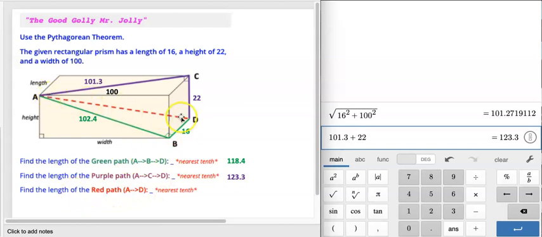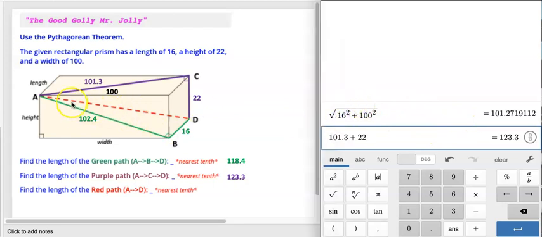To find the red path, you just use 16 and 102.4 as your legs, or you can use 22 and 101.3 as your legs. Both will work. Again, the red diagonal, the dashed line, is the hypotenuse of the purple path, and it's also the hypotenuse of the green path. So it doesn't matter which one you use. The red is actually going to be the same. This should be the same length. So let's try that really quick, all right?